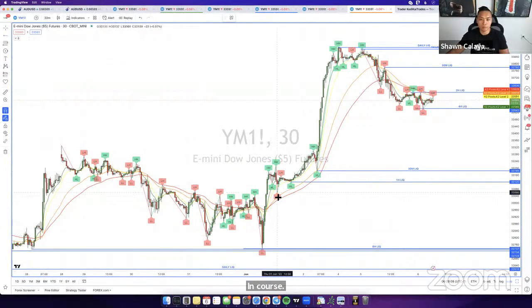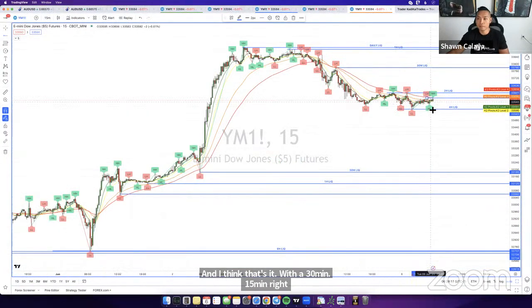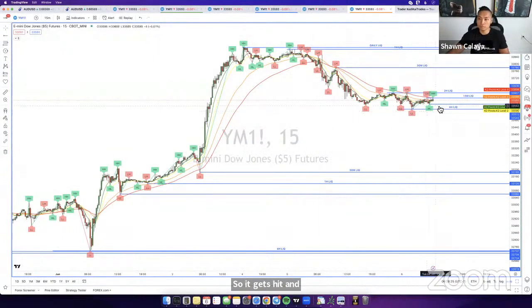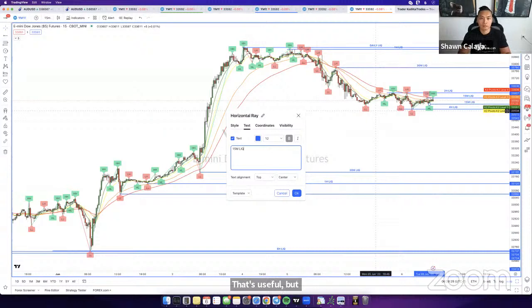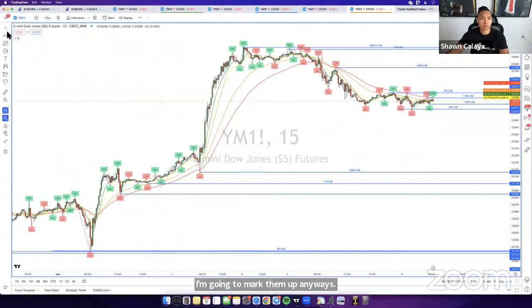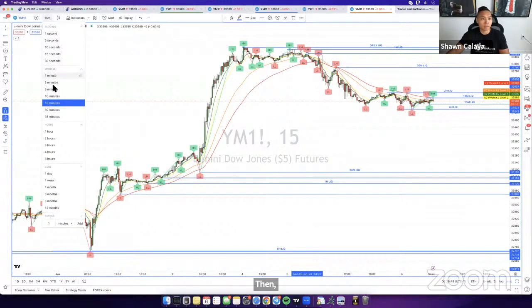Couple more over here. And I think that's it with the 30-minute, 15-minute right here. The 15 minutes probably going to get hit already. I can already see it's right at it. So if it gets hit, that's useful, but I'm going to mark them up anyways. Then last is the 10-minute over here.